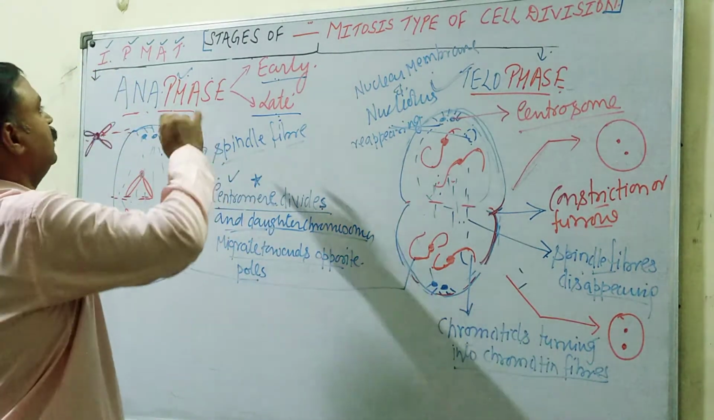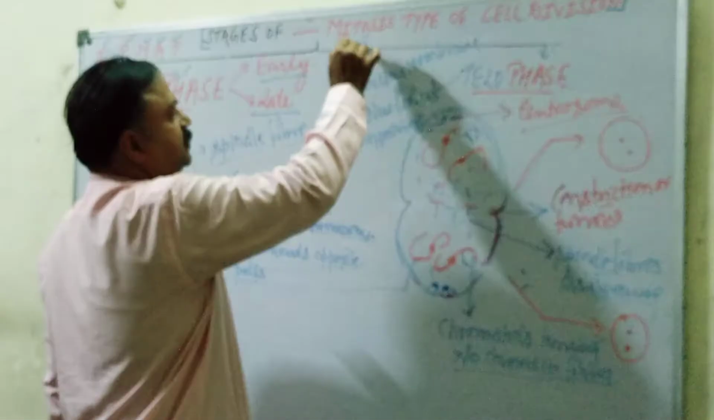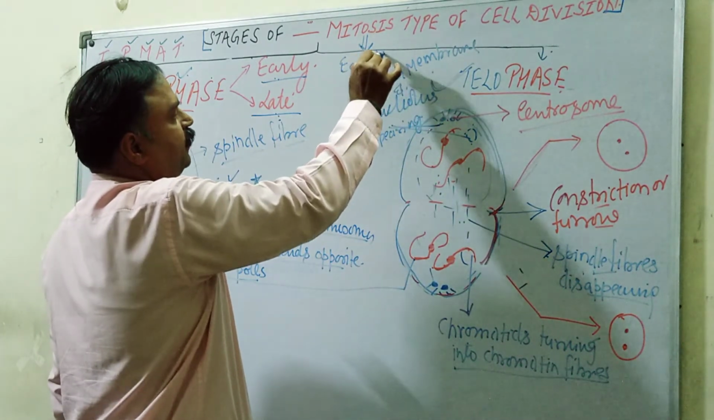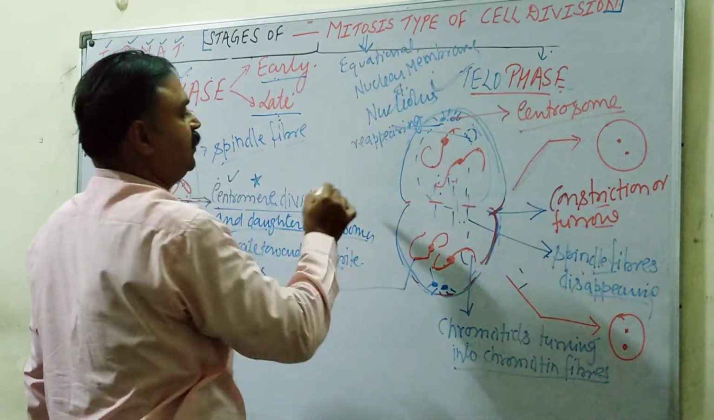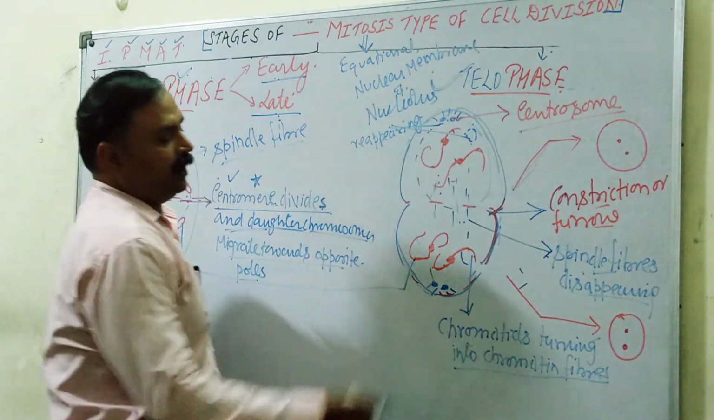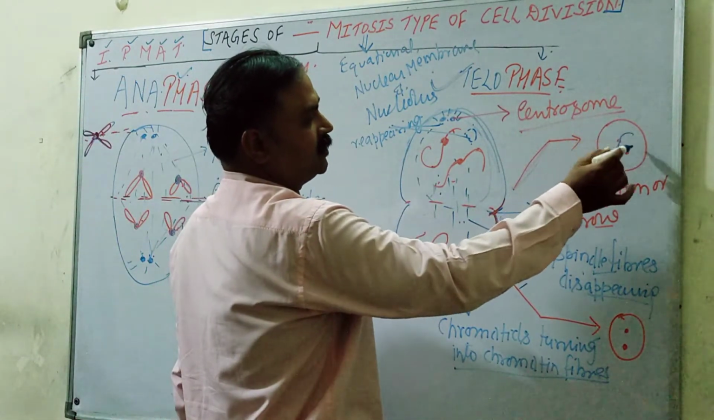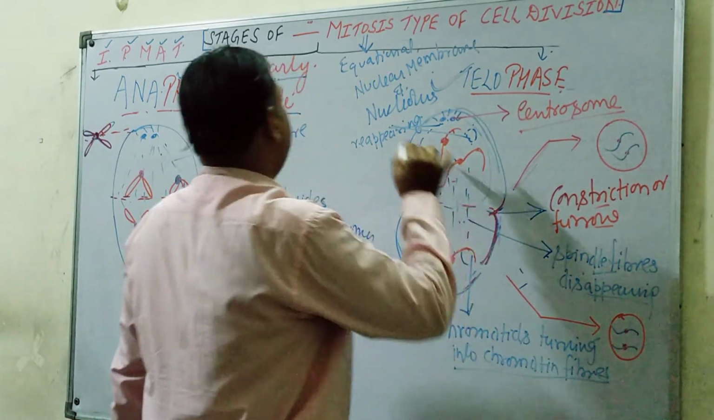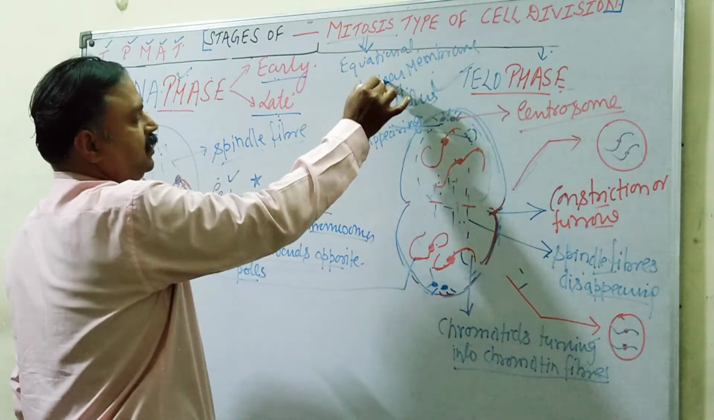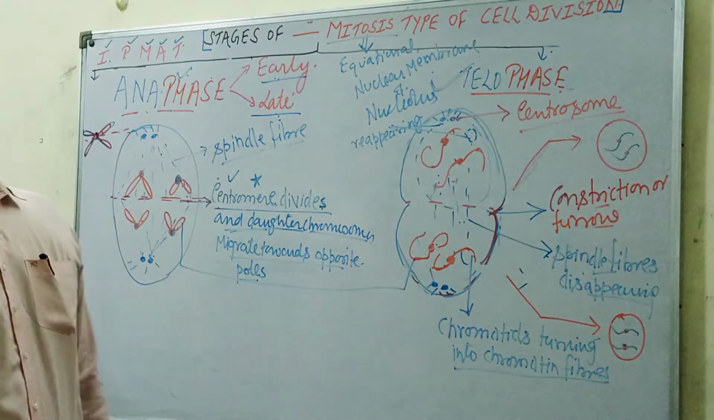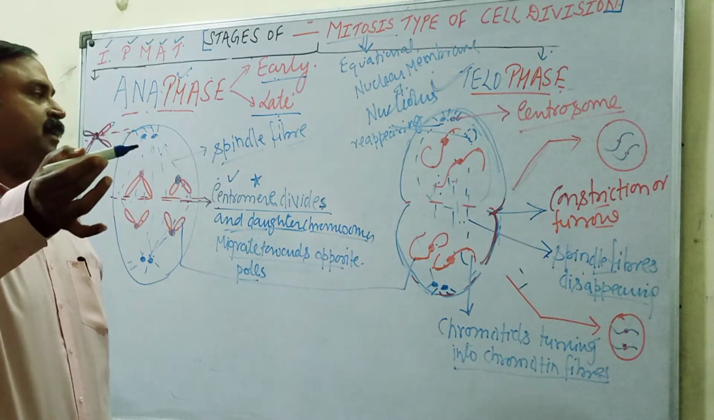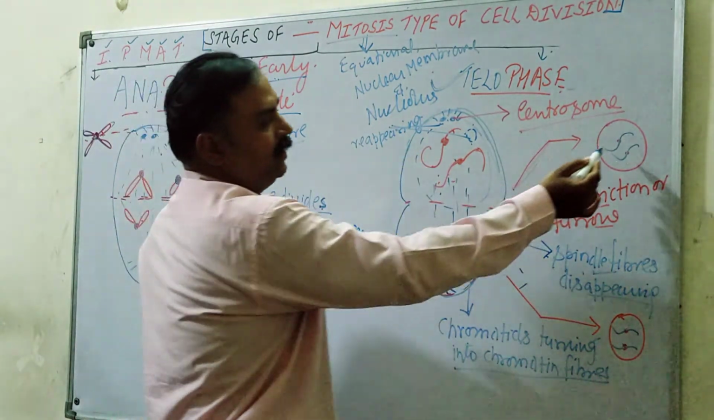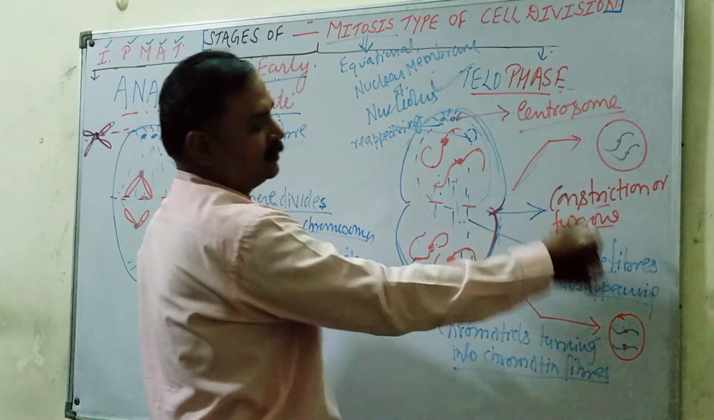Now let us see how mitosis is equational division. Mitosis is called equational division. If you remember, we started with 2 chromosomes and ultimately in daughter cells we are getting 2 chromosomes. Mitosis is called equational division because the number of chromosomes remains equal or same. We started with 2 chromosomes and there are 2 chromosomes in the daughter cells.